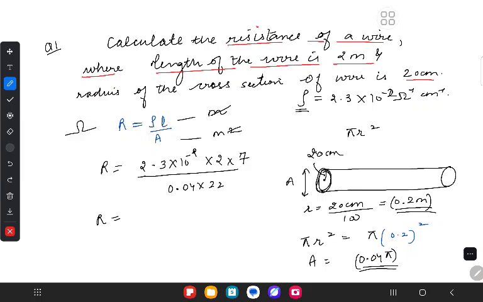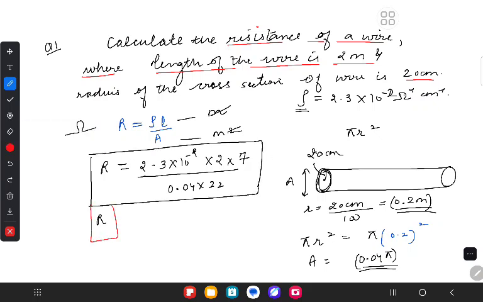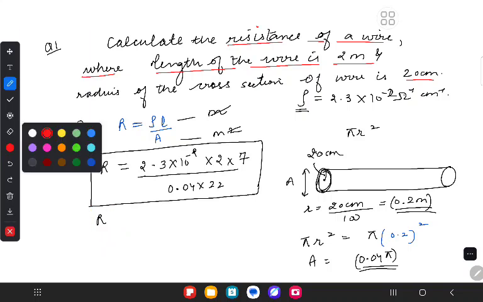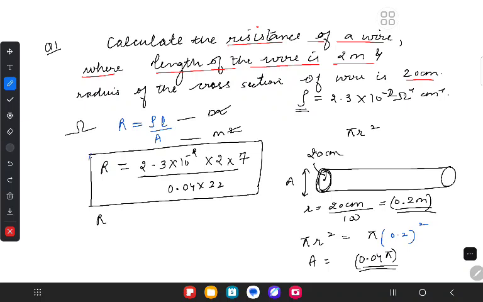So this is one part. Got the point? Yes or no? Whatever value of resistance I'm getting, this is going to be my R value, and this is R is equal to rho L by A. Got the point? So that's the point. So it says calculate the resistance of a wire where the length of the wire is 2 meters. All right. So this is one part, right?